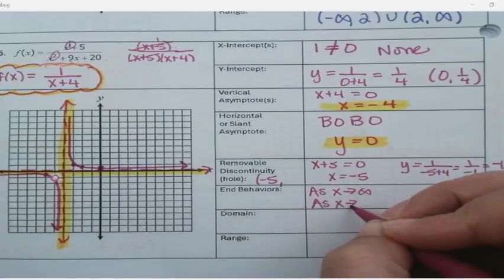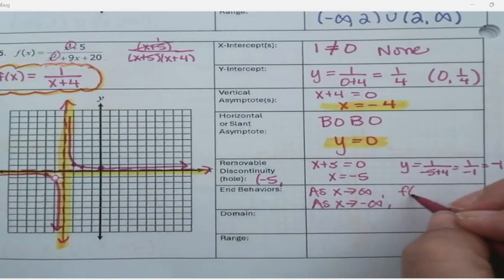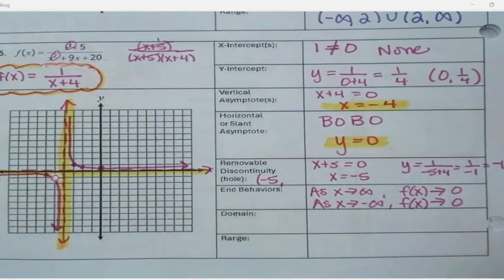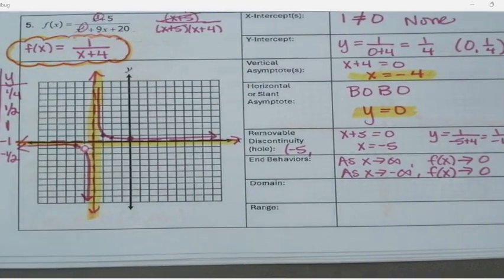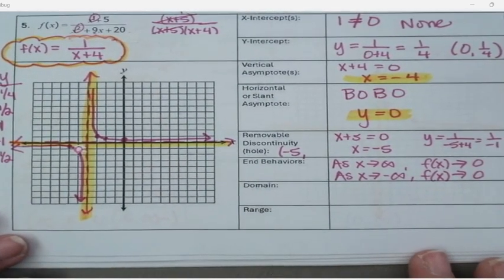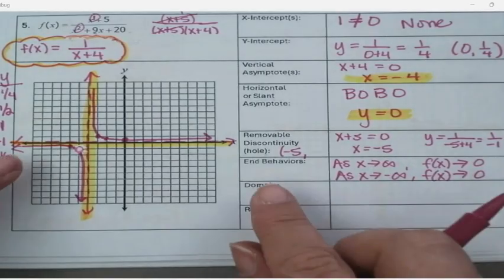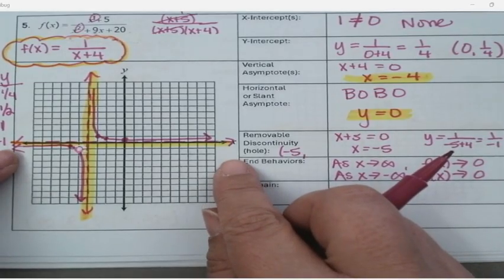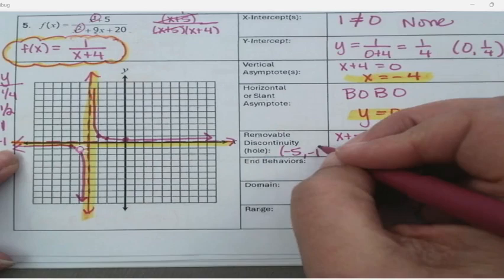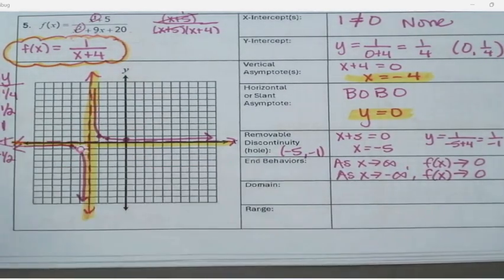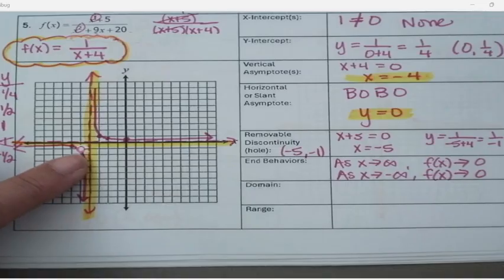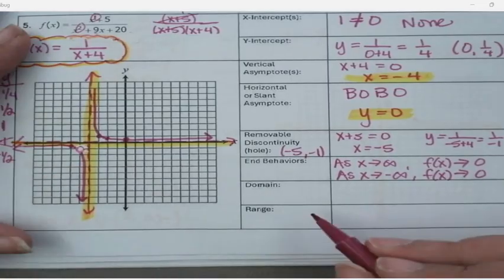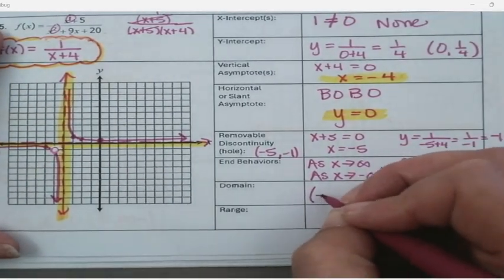Okay, end behaviors. As x approaches infinity and negative infinity, what is the y approaching on both ends? Yeah, there's a horizontal asymptote. That's super easy. Okay, we have to be really careful about our domain. Domain and range is where we're at here. What are the x values I'm going to have to exclude? Negative 5, because that's where my hole is. Good. And negative 4, because that's where my asymptote is.